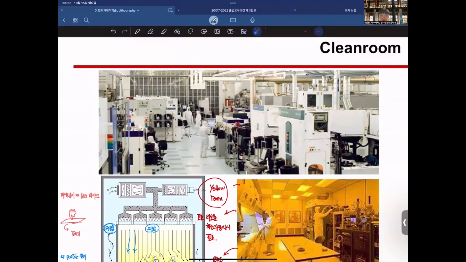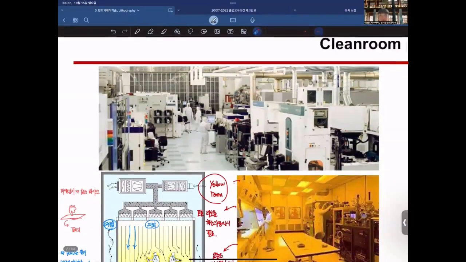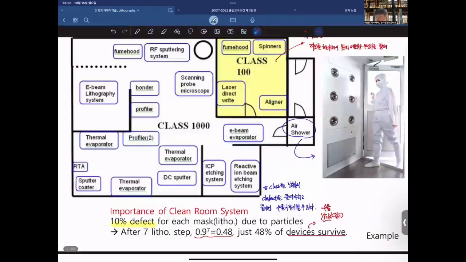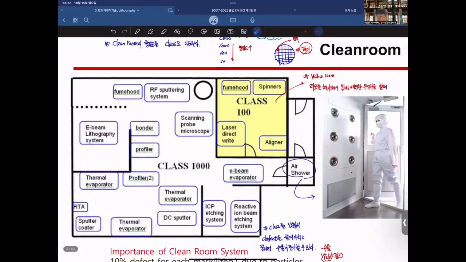First, the clean room. The clean room is a cleaning room. If there are particles, which we don't want, they are not allowed. So we use the clean room when we control, magnify, and make our semiconductor.